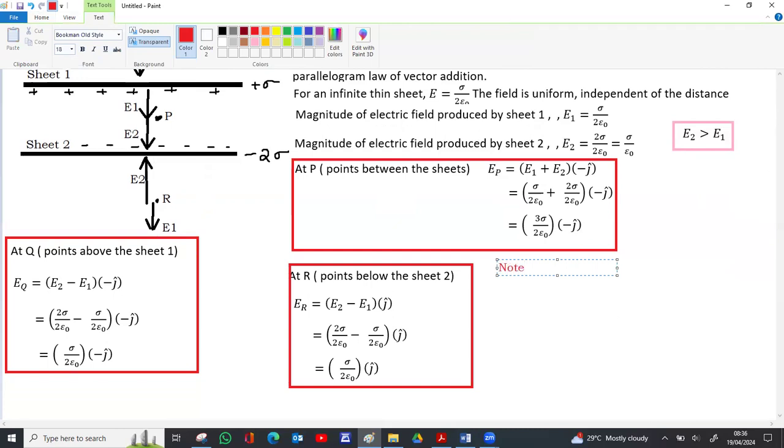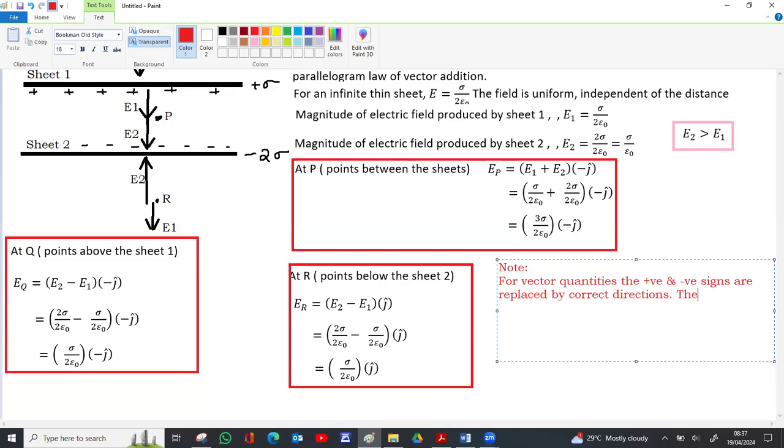It's better to make a note for vector quantities: the positive and negative signs are replaced by correct directions. Any vector quantity, these signs are not used in calculation.